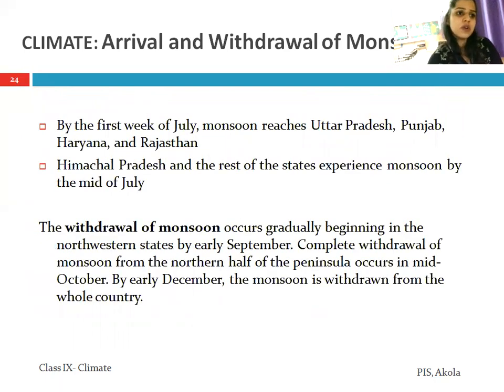By the first week of July, monsoon reaches UP, that is Uttar Pradesh, Punjab, Haryana and Rajasthan. Himachal Pradesh and the rest of the states experience monsoon by mid-July. The withdrawal of monsoon occurs gradually, beginning in the northwestern states by early September. Complete withdrawal of monsoon from the northern half of the peninsula occurs in mid-October. By early December, the monsoon is withdrawn from the whole country.